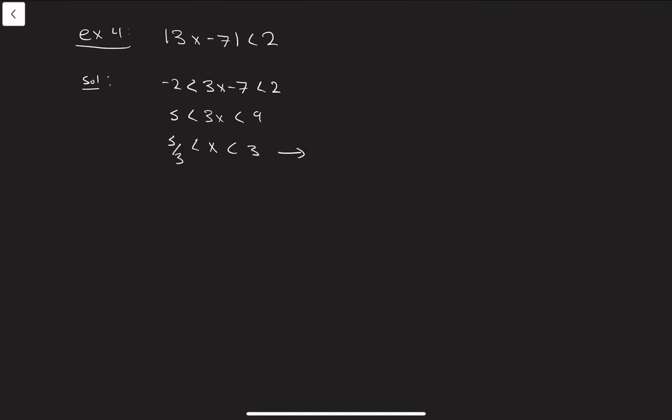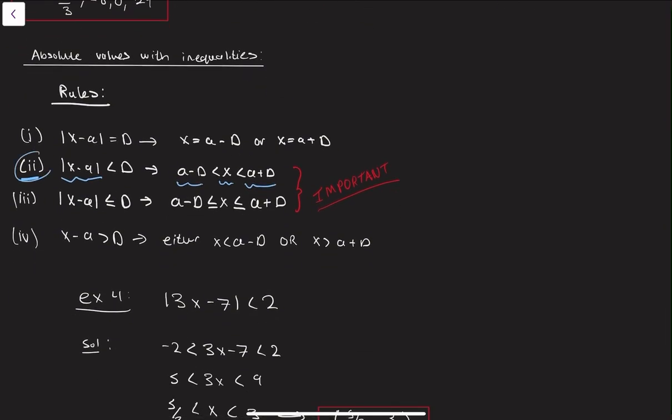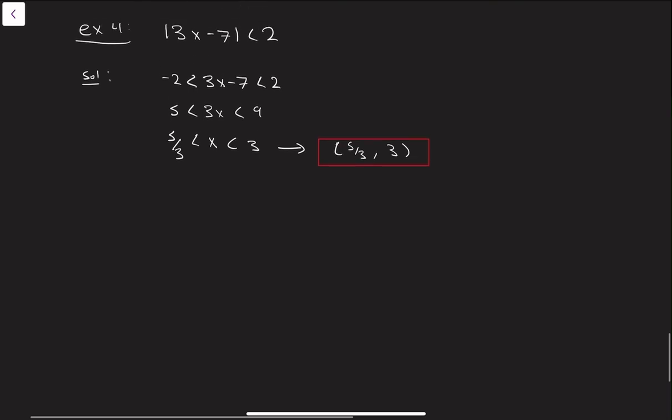And this is our solution in interval notation. We'd have 5 over 3 to 3. And that's our answer. And we just use this rule to get rid of the absolute value sign and treat it as the in-between point of two values relating to the absolute value. Great. Let's do another example, a little bit similar to this.